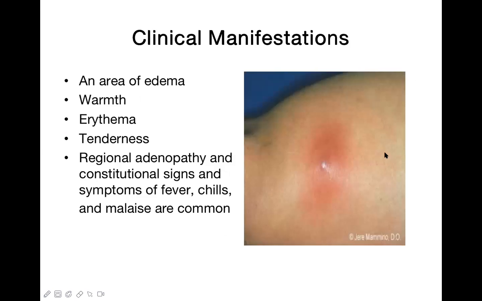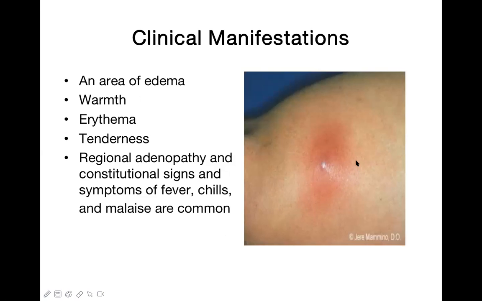Regarding the clinical manifestation of cellulitis, because it is a deep-seated infection, an area of edema will occur there. We have warmth or heat, redness, and pain, as well as swelling. Edema is swelling already. So all the features of inflammation can be seen on that area. And this is caused by bacteria. Regional adenopathy or lymphadenopathy is quite common, and these lymph nodes are painful.